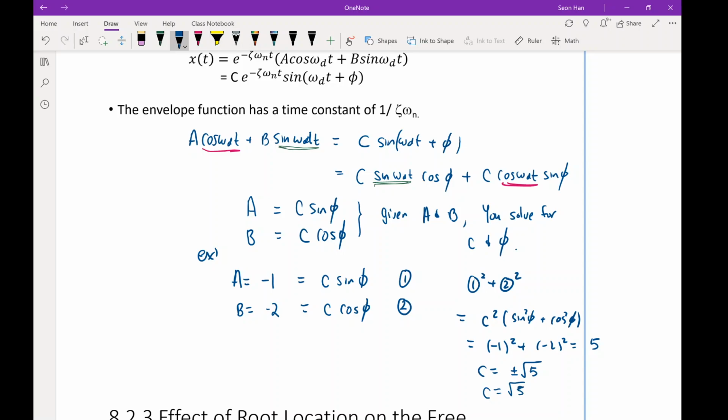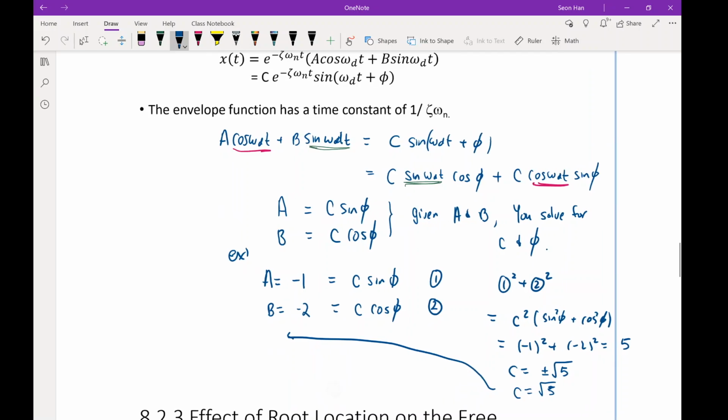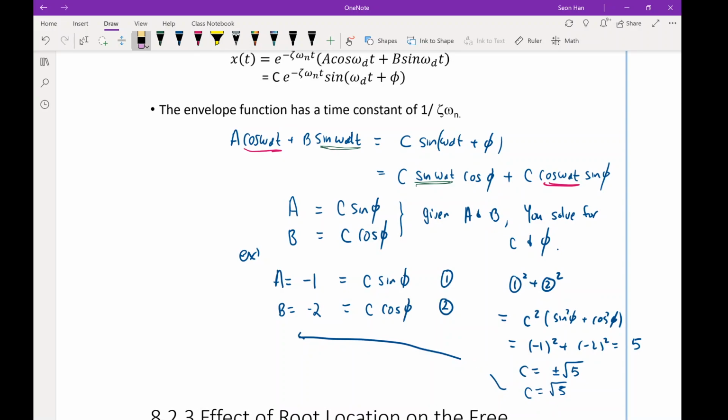Now we do know what C is. How do you find phi? Typically what people do is divide the two equations. 1 divided by 2, so you get tangent phi equals 1/2. Here's the problem. You have tangent phi equal to -1 divided by -2, but the signs are lost.